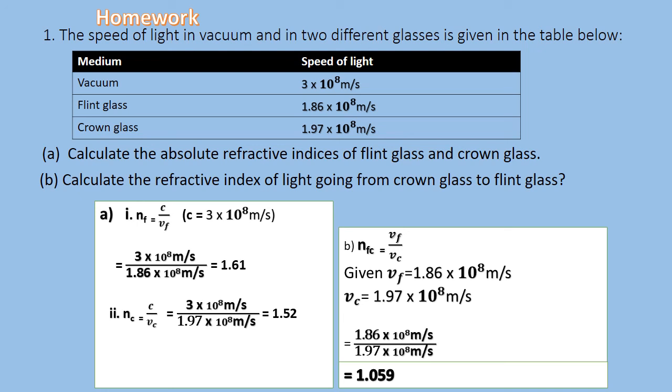Now, the B question: we have to find the refractive index of light going from crown glass to flint glass. So, the first medium is crown glass and the second medium is flint glass. To write the equation, NFC is equal to VF by VC. That is the refractive index of the second medium with respect to the first medium, or flint glass with respect to crown glass, equal to the ratio of the velocity of light in the first medium to the second medium, that is VC by VF. On substituting, we get the value as 1.059.